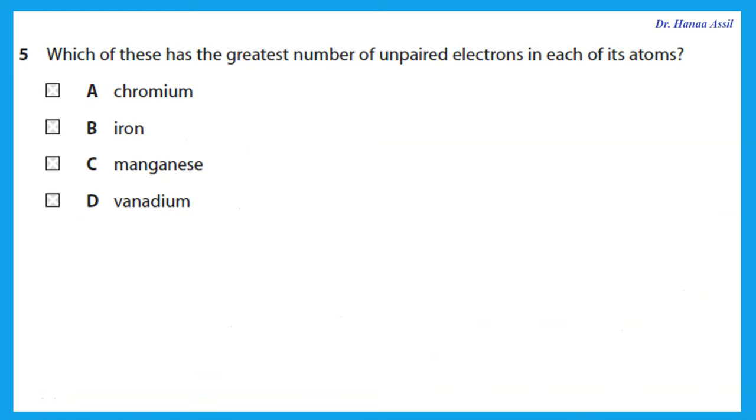Which of these has the greatest number of unpaired electrons in each of its atoms? Well, let's see. In order to know this, we should know the electron distribution. So chromium, you should know that chromium has atomic number 24. So if we distribute it, we said argon, then we're supposed to fill the 4s before going into the 3d, but we said chromium is an exception because instead of 4s2 3d4, we're going to take one of the electrons in the 4s so that the 3d becomes half filled.